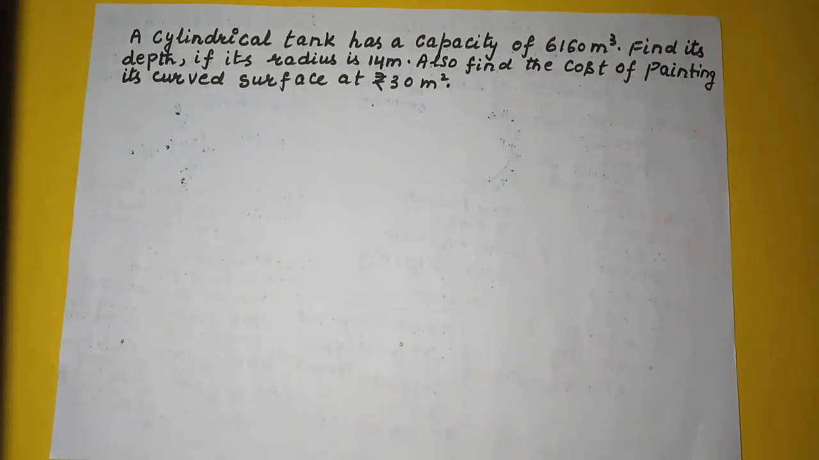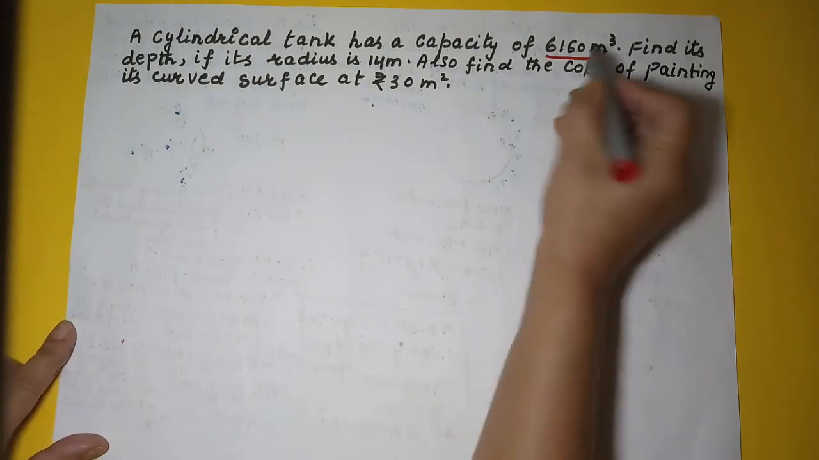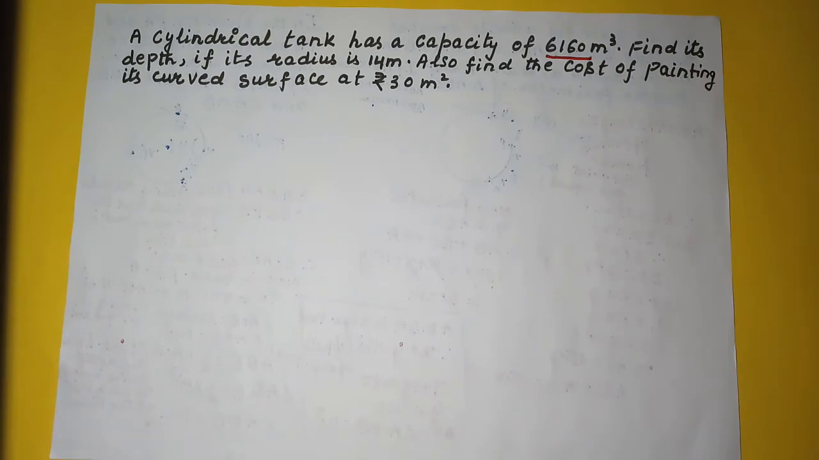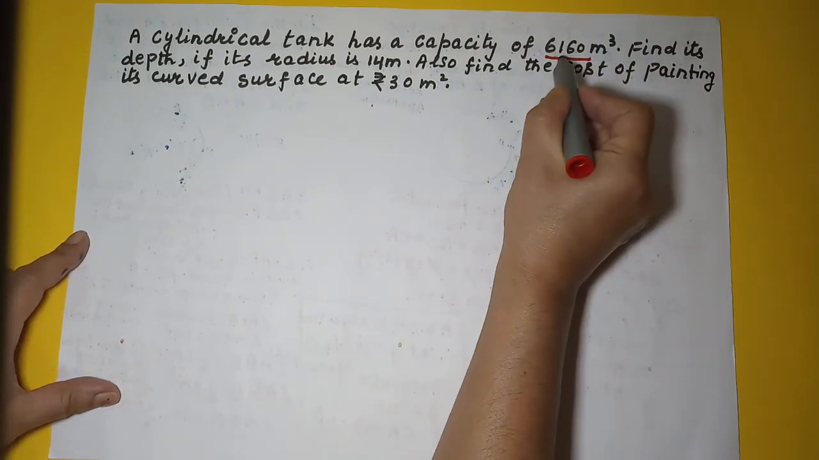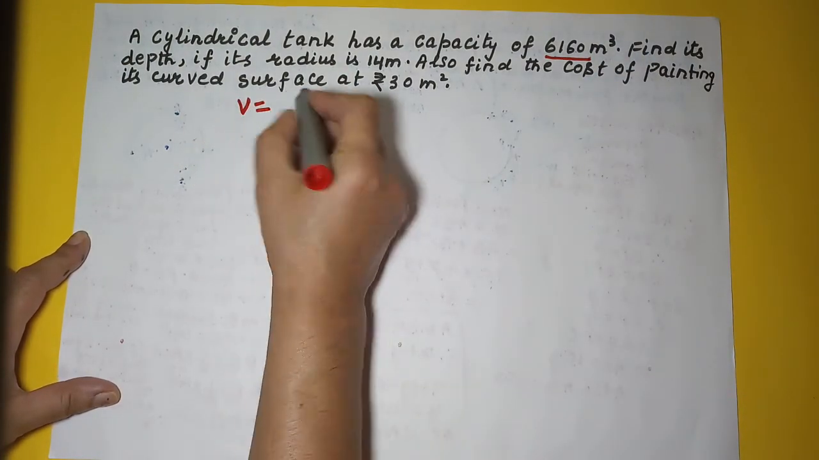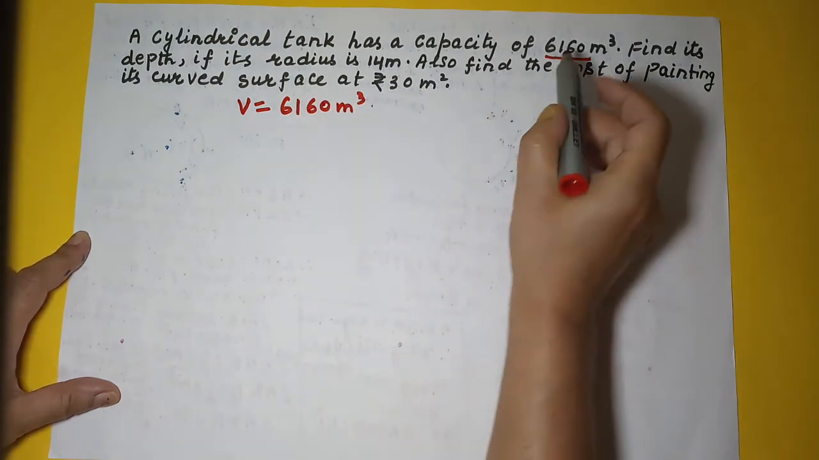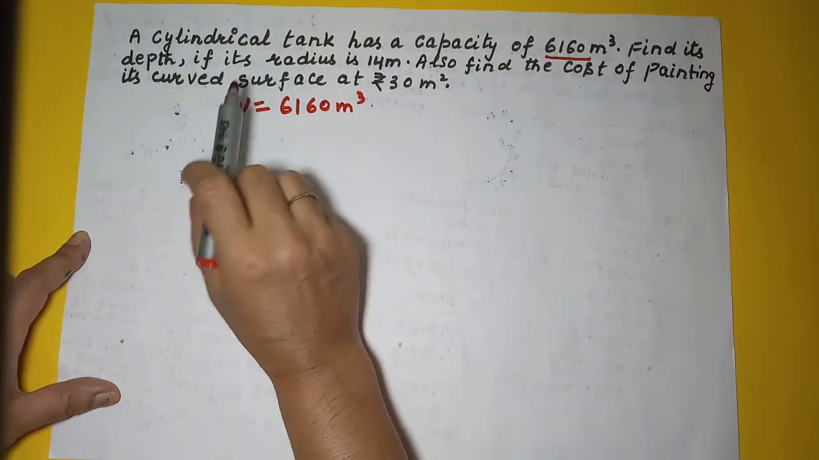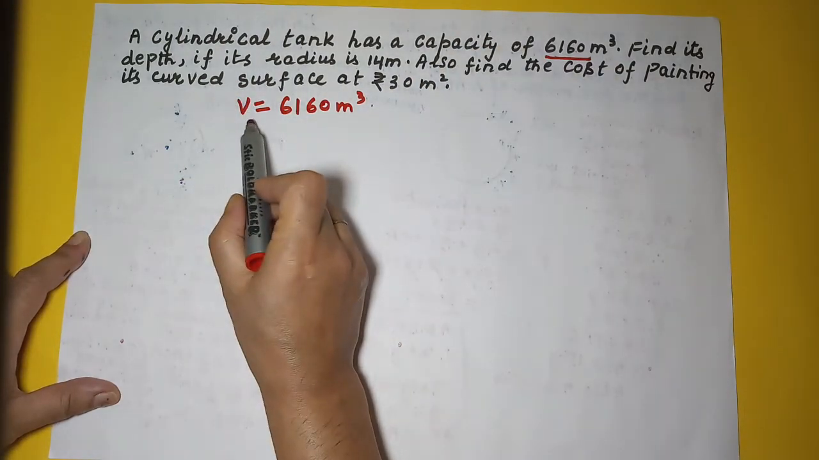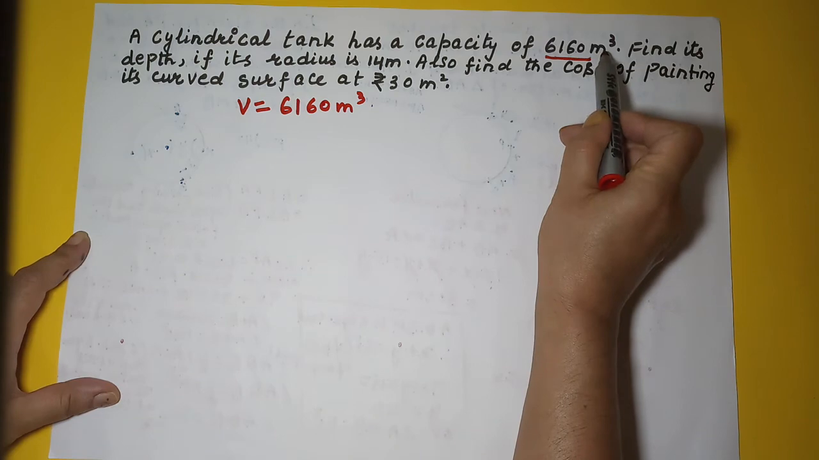Okay. Now another situation. In this question, he is talking about a cylindrical tank and he's saying that the capacity of this cylindrical tank is 6160 meter cube. What do we mean by capacity? Capacity is another name for the volume. So in other words, he is saying that the volume of the tank is 6160 meter cube. You should be able to identify the data from the question. Capacity means volume. So volume of this tank is 6160 meter cube.